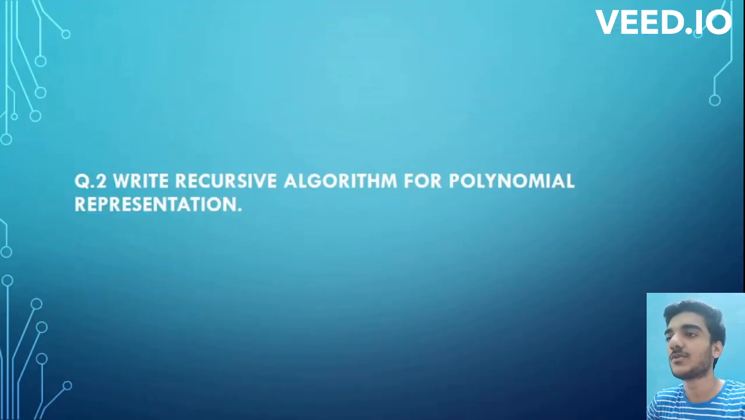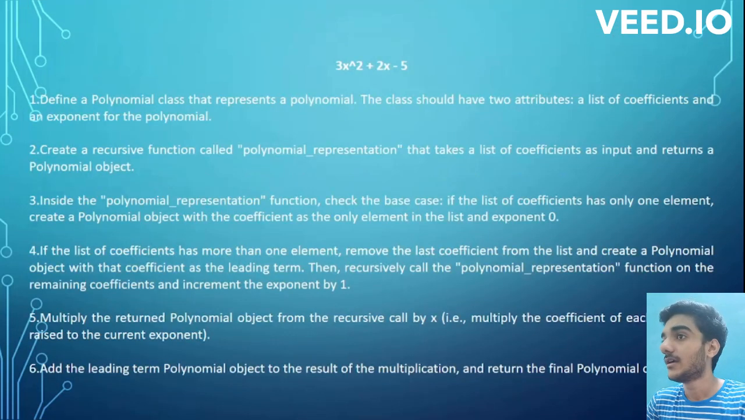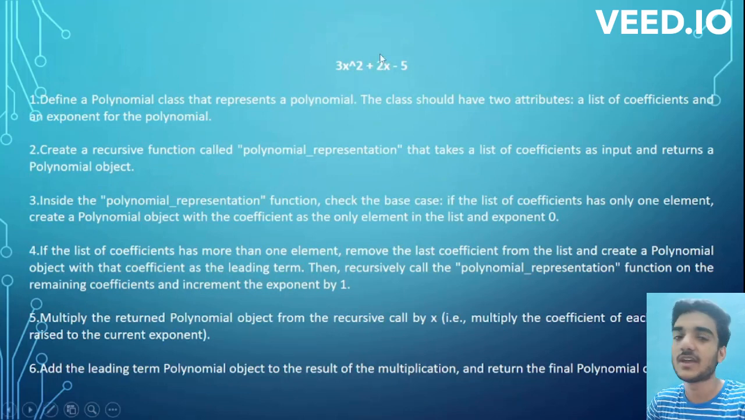Second question, write a recursive algorithm for polynomial representation. Here we are given how a polynomial representation looks in mathematics, and we have to write a program to represent it in our computer. So the following steps need to be followed. Define a polynomial class that represents a polynomial. The class should have two attributes, a list of coefficients and an exponent for the polynomial. Second, create a recursive function called polynomial representation that takes a list of coefficients as input and returns a polynomial object.